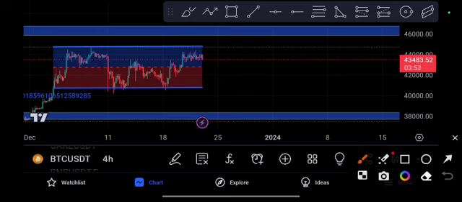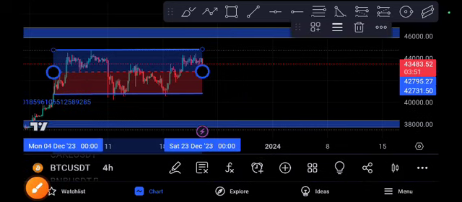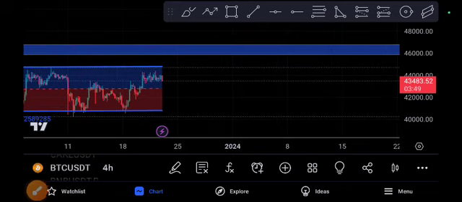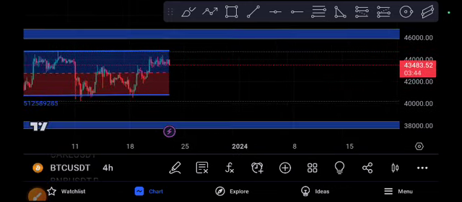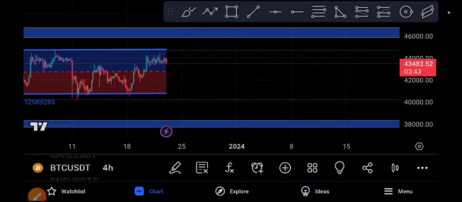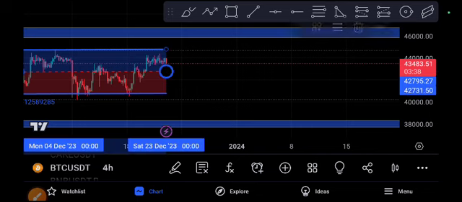If the price increases from 44,200, then definitely take a long position. But if the price decreases from 42,500, then definitely take a short position. You will make a crazy profit.